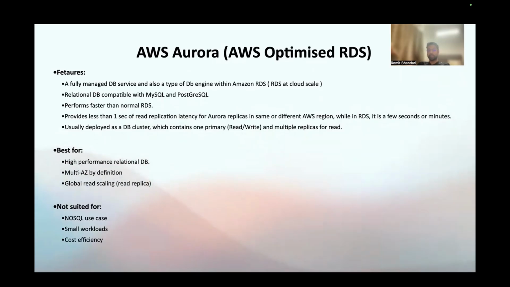It provides less than 1 second of read replication latency for Aurora replicas in same or different AWS region. Now the read replication latency is less than 1 second. Can you imagine that? In the same or different AWS region as well. In RDS, it is a few seconds or minutes. So RDS, the replication time is on the higher side. Here it is very less, less than 1 second. It is usually deployed as a DB cluster which contains one primary and multiple replicas for read. Okay, primary would be for read and write both.